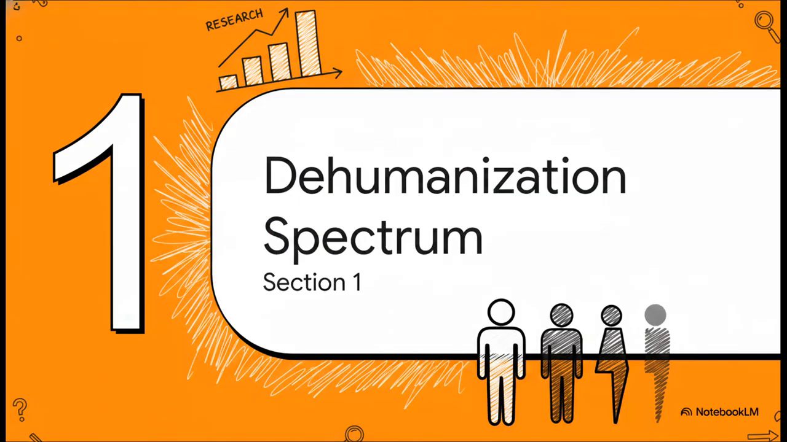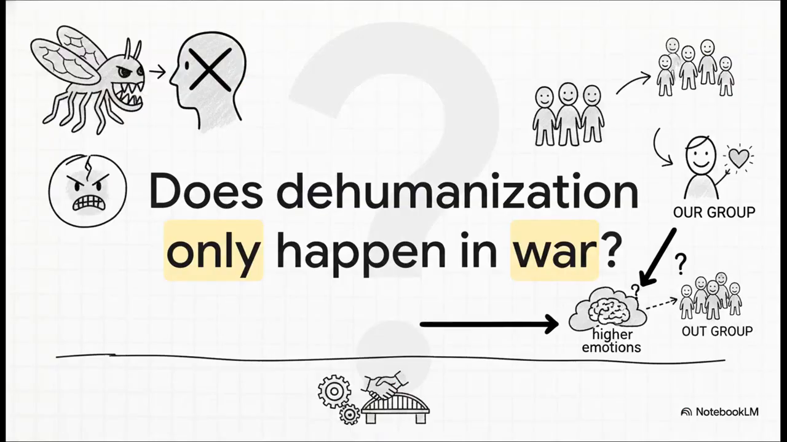Section 1. The dehumanization spectrum. So, does dehumanization only happen in war? We usually picture those extreme wartime propaganda posters calling enemies bugs or beasts. But actually, scratch that. It's not just overt propaganda. Psychological research like Leyens' theory of infrahumanization reveals this is a much wider spectrum than we'd like to admit. It literally starts with these subtle, totally unconscious biases where we just kind of assume our own group feels deeper, more complex emotions than those outsiders over there.